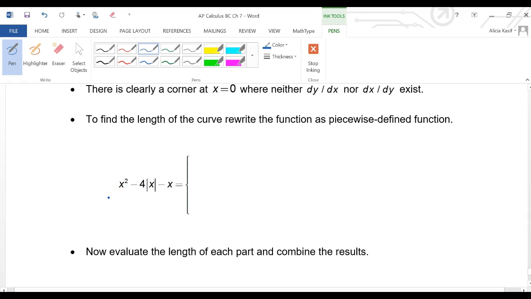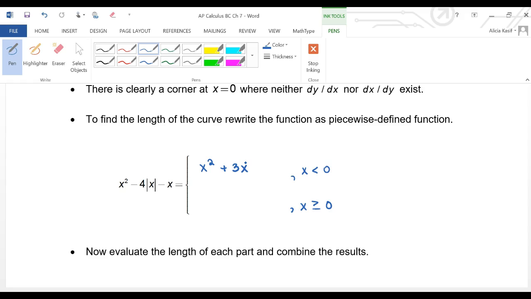Okay, so here's what we want to do. We want to rewrite it as a piecewise defined function. So where did it change? When x was less than 0, and then we want greater than or equal to 0. So what happens to the left side? It's like a parabola. It looks like x squared plus 3x. Why do I say plus 3x? Because if you put in a negative value, you'll end up with a plus 4x minus x, so that gives us a plus 3x. Do you understand?